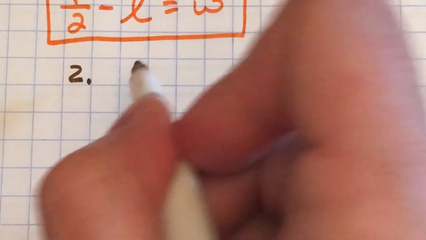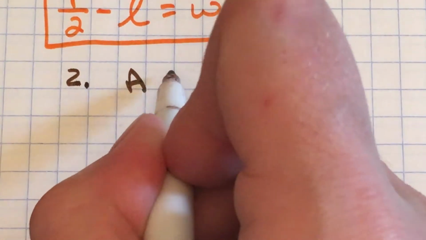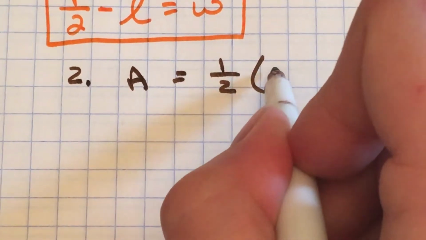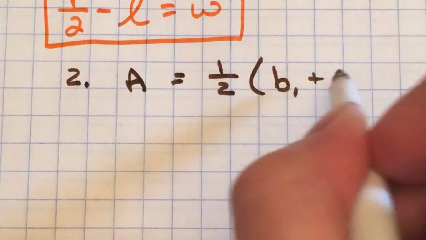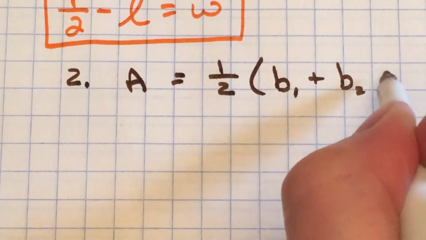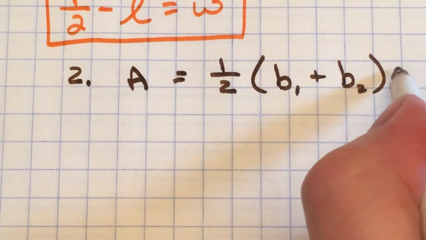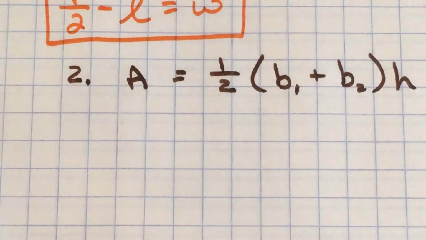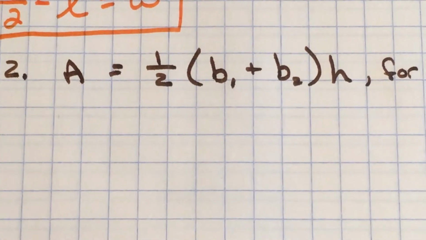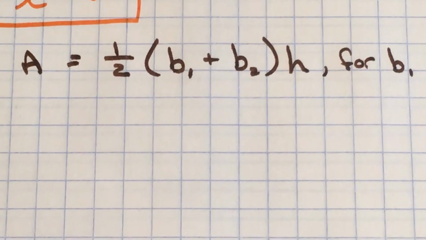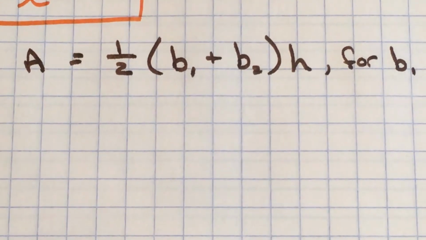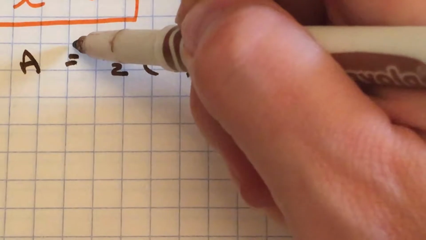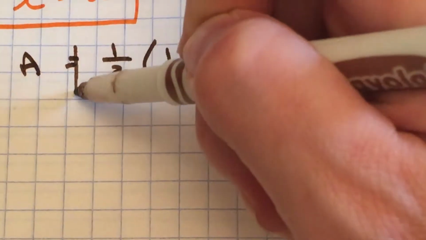So problem number 2. A equals 1/2 parentheses b little 1 plus b little 2, close your parentheses, h. And we are going to solve for b little 1. All right. This formula is the area of a trapezoid. Did you remember that? That's a throwback to, I don't know, 6th grade, 8th grade, somewhere in there.